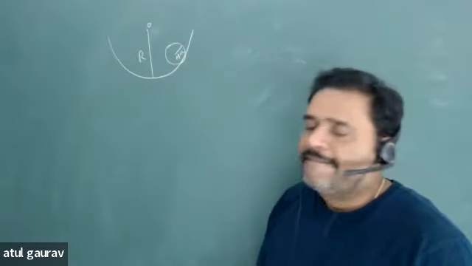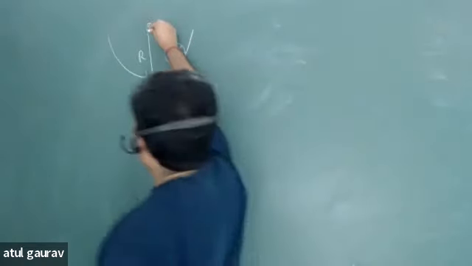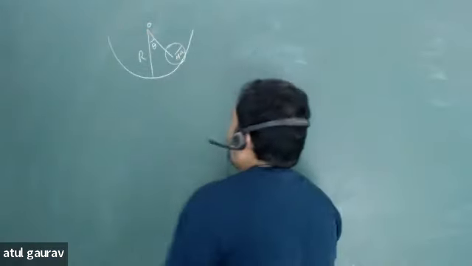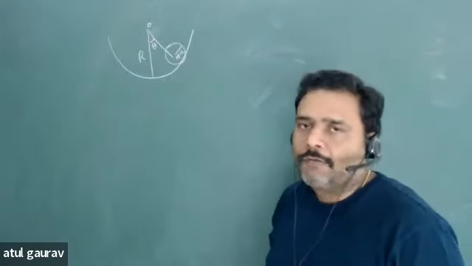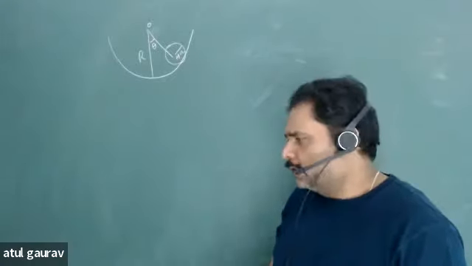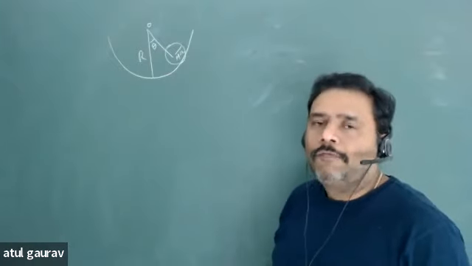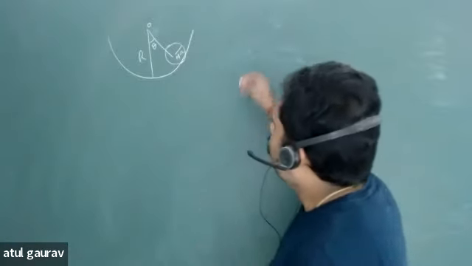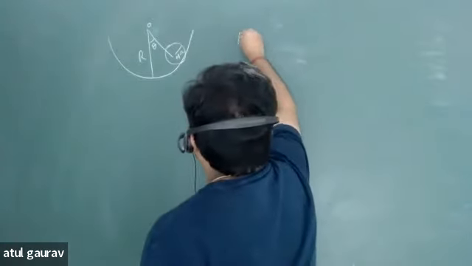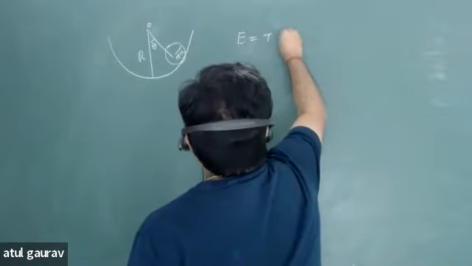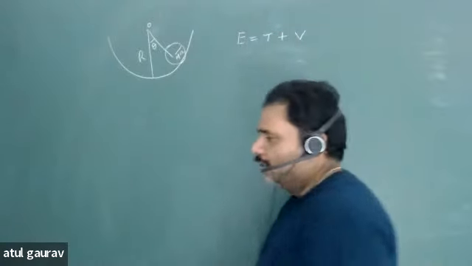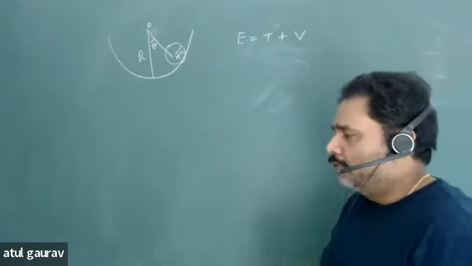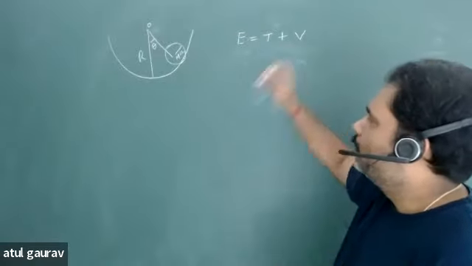So what we have to do: when it makes the angle theta with the vertical, what will be the expression of total energy of the system? And once you write the total energy of the system, you can easily go for the equation of motion also. So what will be the total energy of the system? Obviously, kinetic energy plus potential energy. This is again a conservative system, so there is no role of anything else. Only kinetic energy and potential energy.